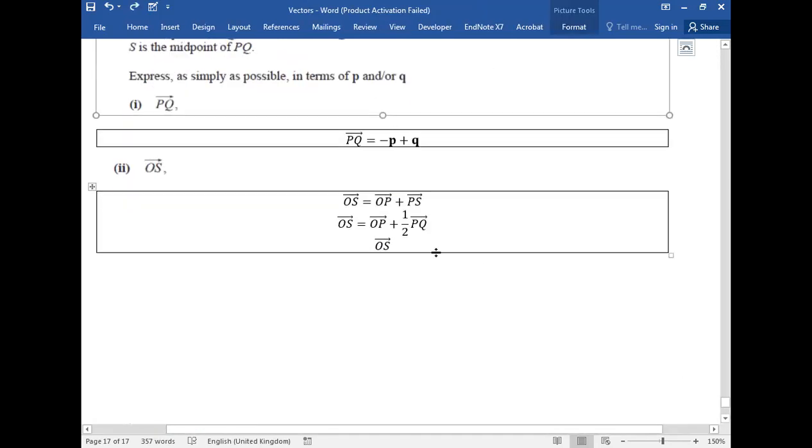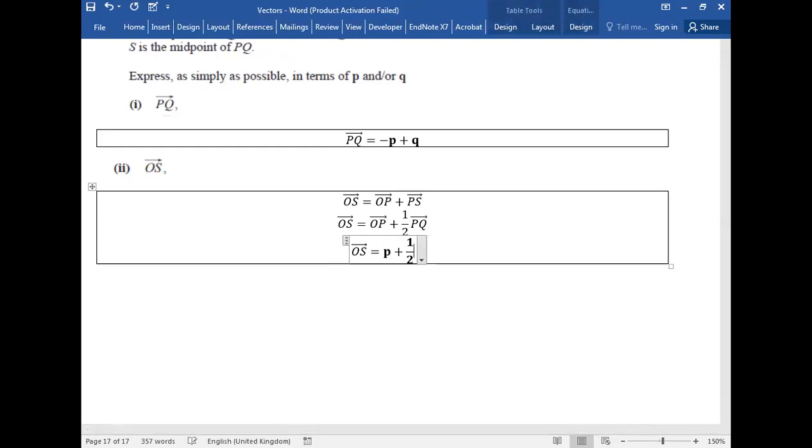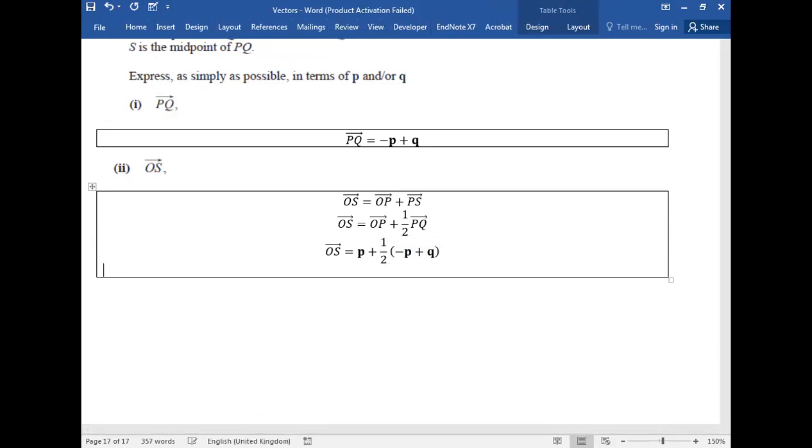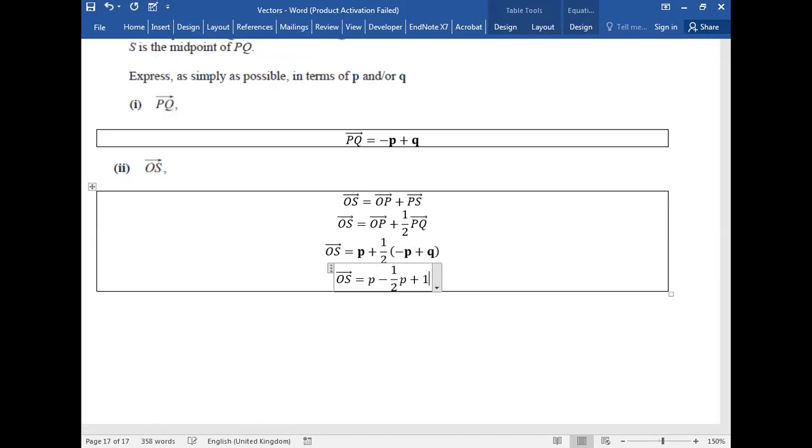So OP तो मुझे पता है. What was OP? And half of PQ I already know it is minus P plus Q. Now can you simplify? P minus half P plus half Q.